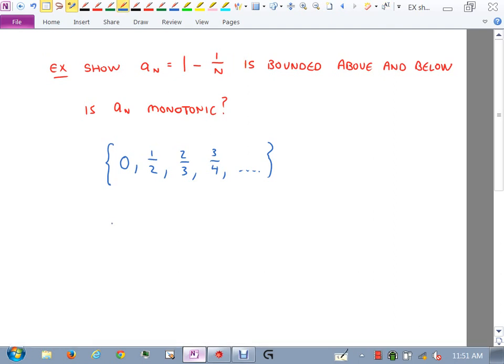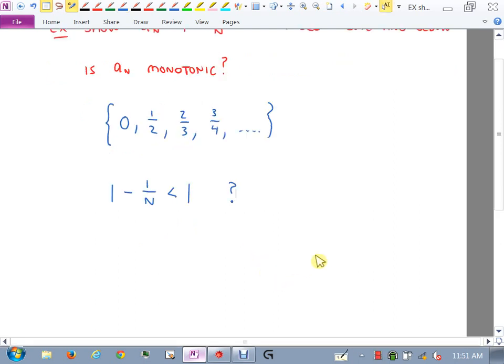So what I'm going to do is ask myself a question. Is 1 minus 1 over n less than 1? This is the question I'm asking. If it is, then I'm going to show it's bounded above. So this is an inequality. I'm going to subtract 1 from both sides. My next statement is negative 1 over n is less than 0.